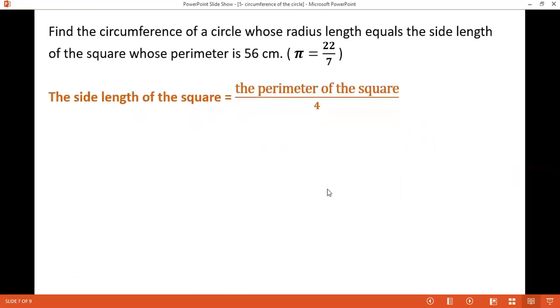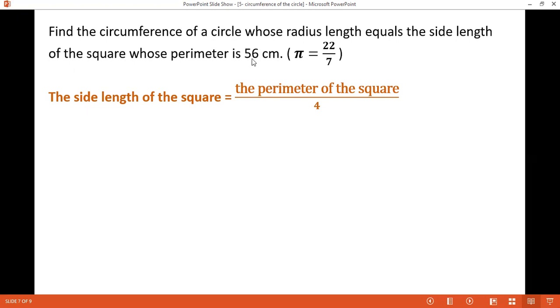Look here: find the circumference of the circle whose radius length equals the side length of the square whose perimeter is 56. So you have to think about what I have here. I have only the perimeter of the square. So I need the side of the square. Why do I need it? Because they told me that the radius length equals the side length of the square. So before I start, the perimeter of a square equals side times 4.